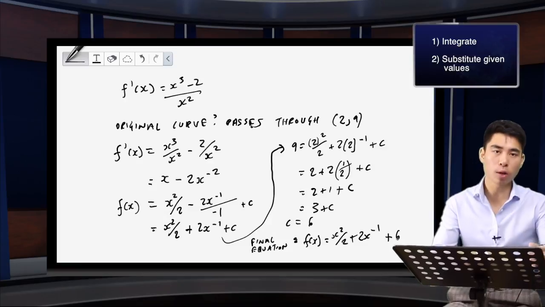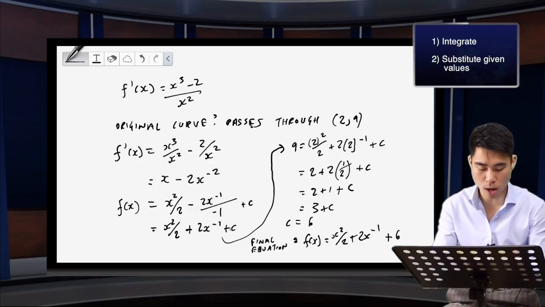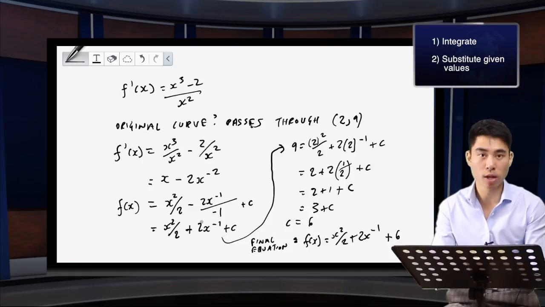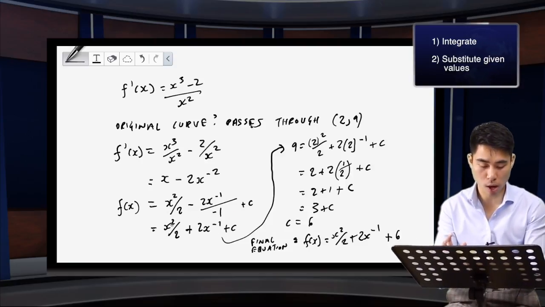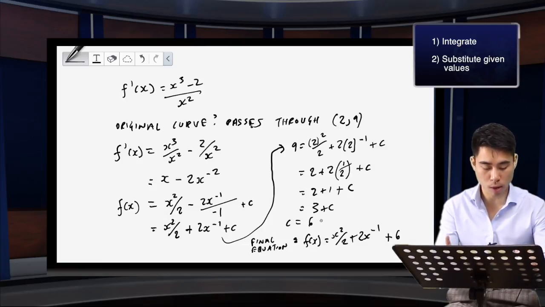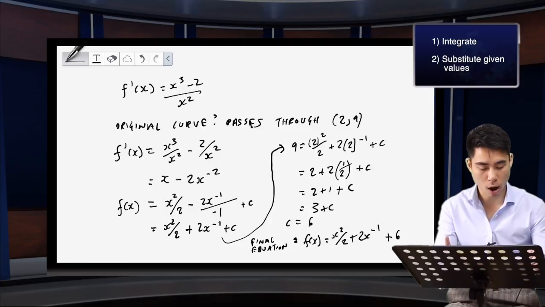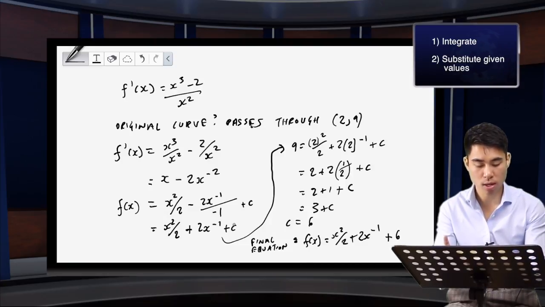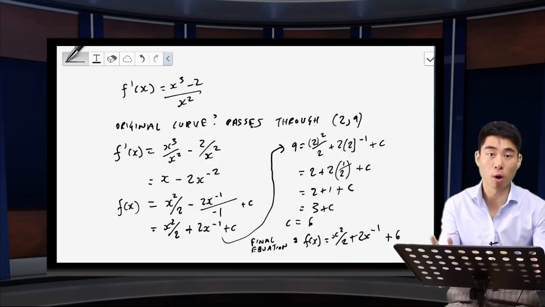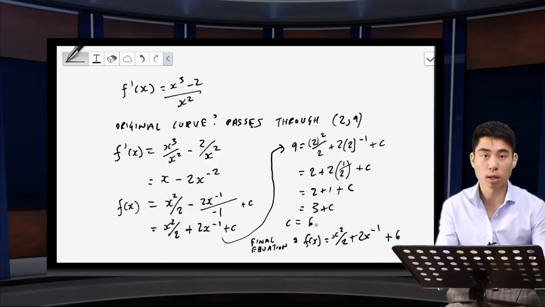So really only one additional step, if you like, once you've worked out the general form of your original equation here, and that is to work out the value of your constant term by plugging in the values given to you in the original question. And then once you've found out your plus c, you can just replace it into this equation here to give you the final form of the original equation, like that.